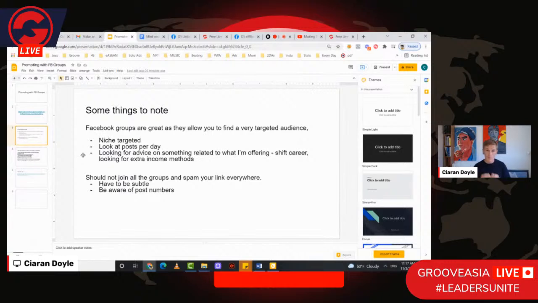And to do that, what you need to do is spend a little bit of time going through the posts that are on the page, looking at the personalities of the people that are actually there, looking at the questions that are being asked there as well. Because once you find out what questions are being asked and what the problems are that you can solve for the people in the group, then you're going to be able to create your posts so much better.